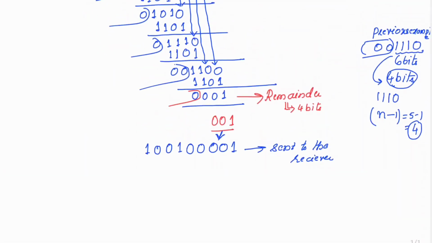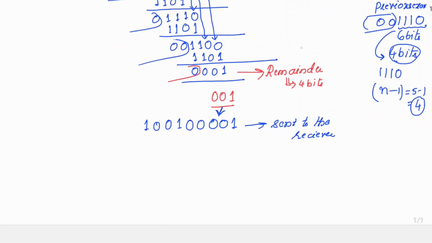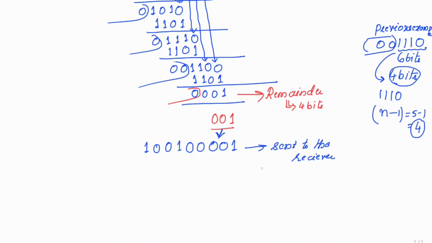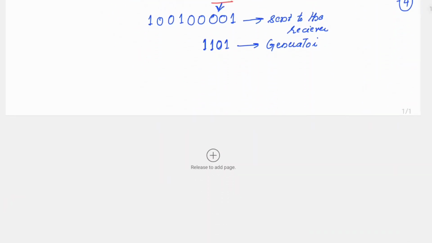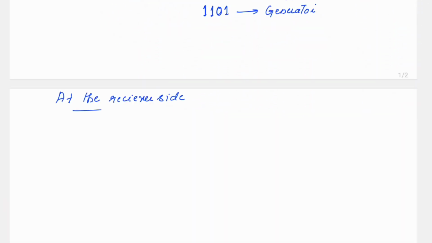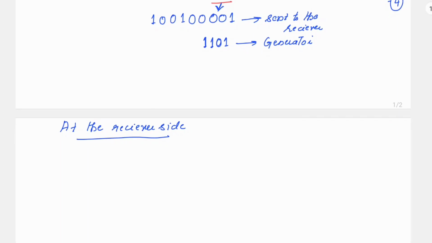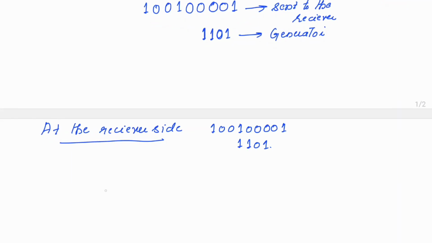Now let us see what will be the value for the receiver. Of course, when the data is sent to the receiver, the sender also sends what? The polynomial value 1101. Along with that data, the sender sends 1101, that is the generator value. Now what will the receiver do? I'll tell you the steps at the receiver side. The receiver will get these values from the sender. Once the receiver receives these bits, it will perform the binary division.